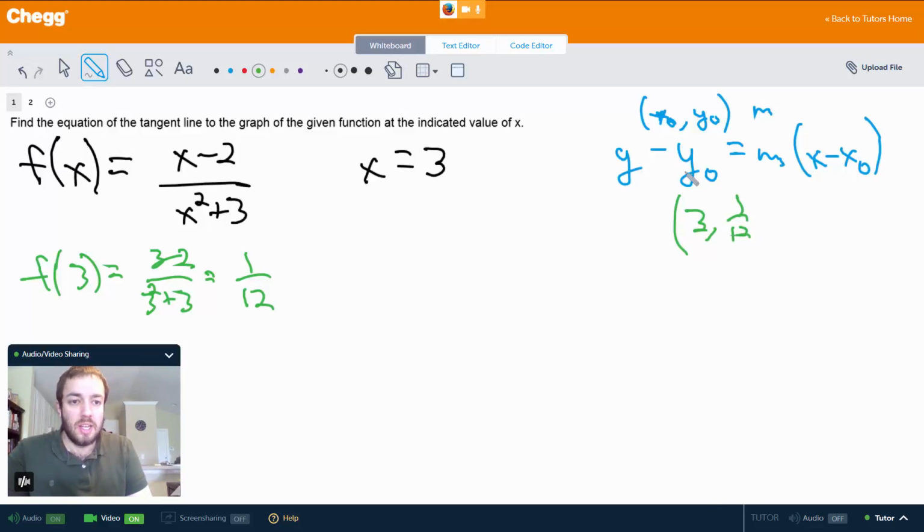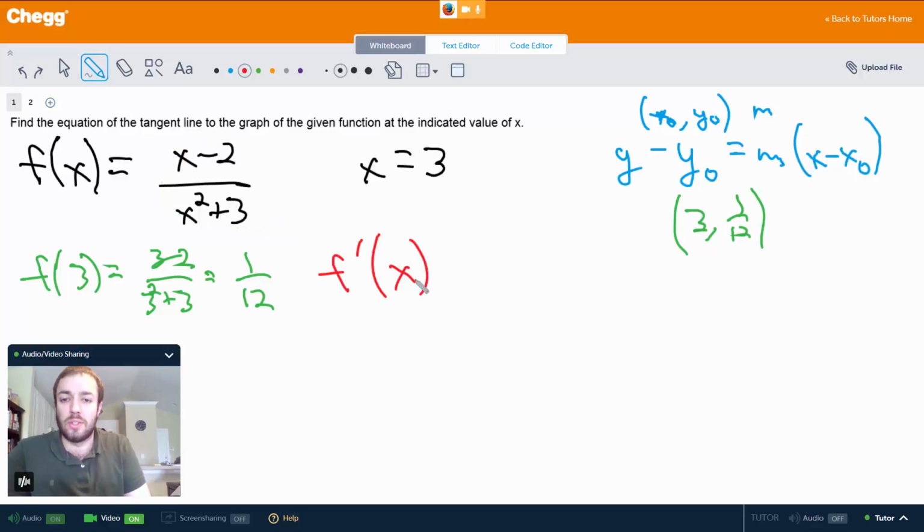Now what we need is the slope. Now how do we find the slope? Well, remember the slope of the tangent line is the same thing as the derivative. Remember the derivative can be interpreted many, many different ways, and one such way is the derivative is the slope of the tangent line. So what we have to do then is find the derivative and then evaluate it at the point x equals 3. To find the derivative, we're going to have to use the quotient rule here.